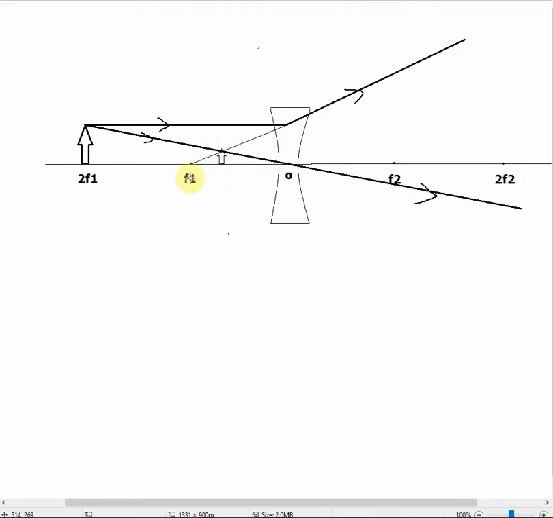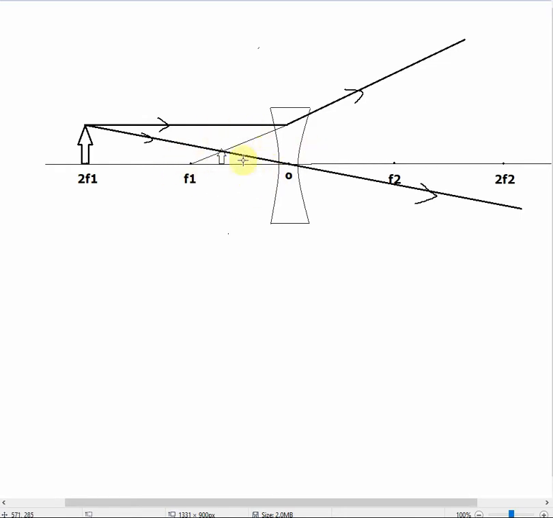So once again, just like the previous one, the image is a virtual one, smaller, diminished, upright, non-inverted, there is no inversion here. So you can see in the previous drawing and this drawing, in both cases you have the same image. The position is also between the focus and the optical center, size and nature are also the same.